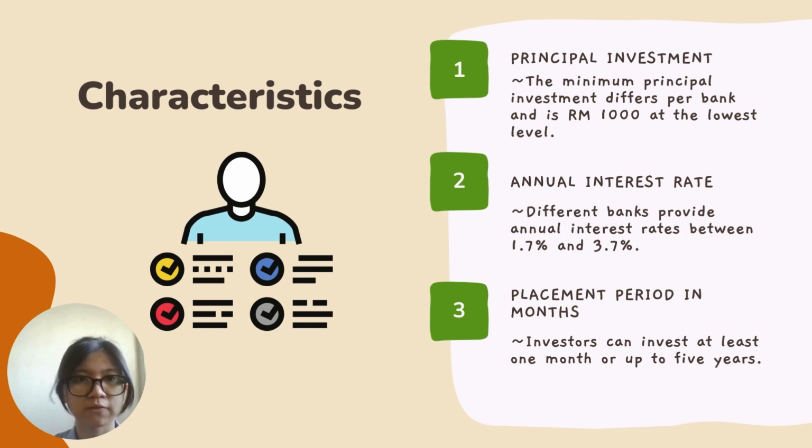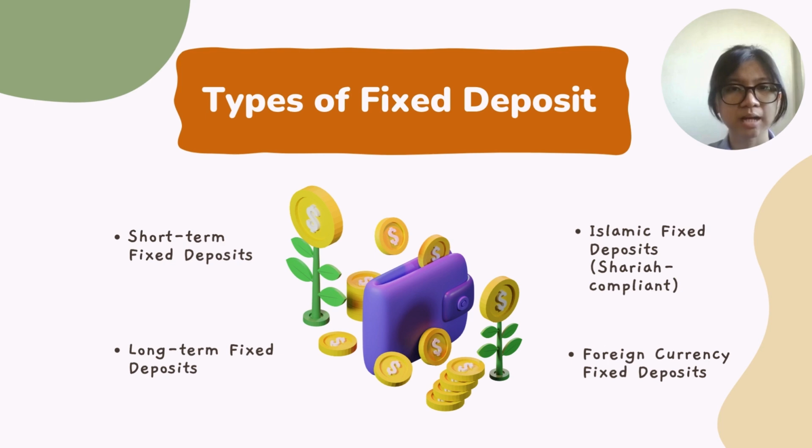The first characteristic of fixed deposit is principal investment. Different banks have different minimum principal investment, at most 1,000 ringgit. The second characteristic is annual interest rate. Different banks have different annual interest rates, around 1.7% to 3.7%. The third characteristic is placement period in month. Investors can invest at least 1 month or up to 5 years. Fixed deposits are classified into different types based on their characteristic. For example, short-term fixed deposit, long-term fixed deposit, Islamic fixed deposit, foreign currency fixed deposit.